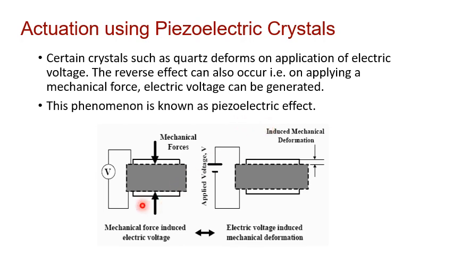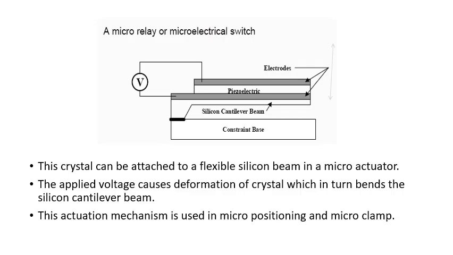So here the first figure shows a piezoelectric crystal to which you are applying mechanical forces to deform the crystal structure, and an electric voltage gets generated. In the second figure, the reverse effect is seen. That is, when you apply a voltage across a piezoelectric crystal, it results in a mechanical deformation. So this figure shows how microactuation can be achieved using a piezoelectric crystal.